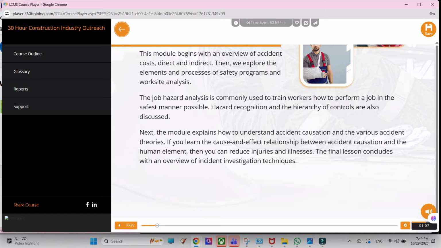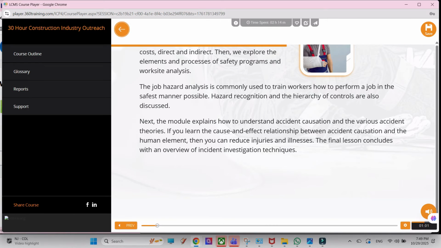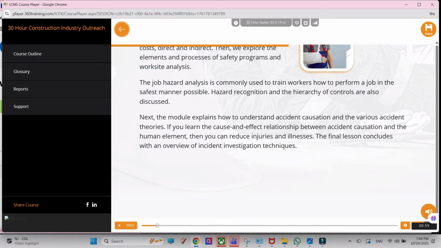Next, the module explains how to understand accident causation and the various accident theories. If you learn the cause and effect relationship between accident causation and the human element, then you can reduce injuries and illnesses. The final lesson concludes with an overview of incident investigation techniques.